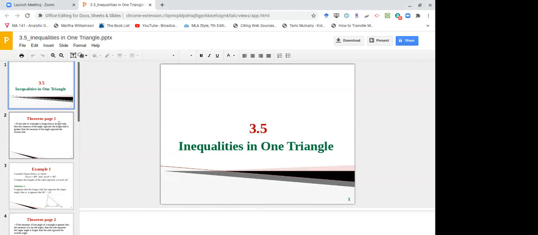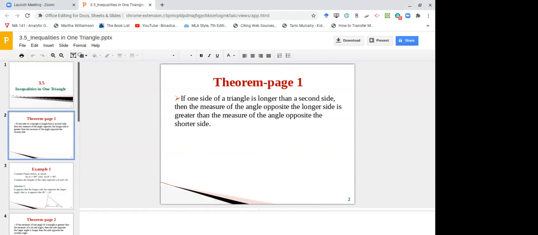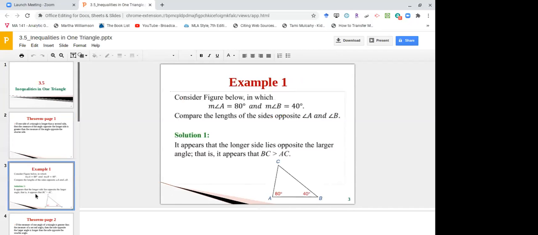And one of the theorems that you're going to be looking at is if one side of a triangle is longer than a second side, then the measure of the angle opposite the longer side is greater than the measure of the angle opposite the shorter side. Now, what is this saying? This is basically saying that if I have a triangle here, A is 80 degrees, B is 40 degrees, and we know by extension that C must be 40 degrees because the angles in a triangle have to add up to 180.